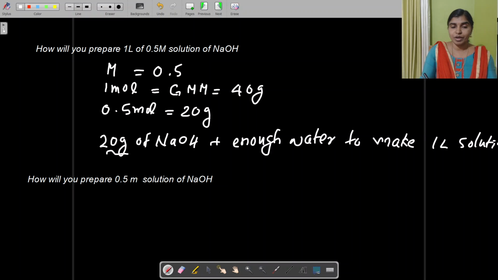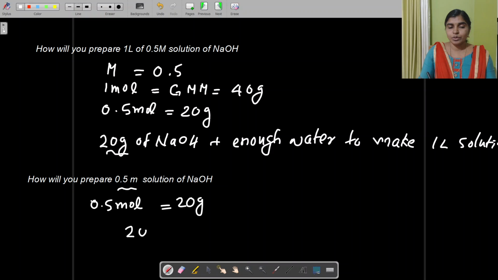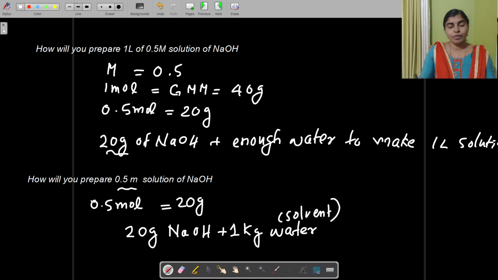Then how will you prepare 0.5 molal solution of sodium hydroxide? Again here 0.5 molal means that it contains 0.5 moles. 0.5 mole again is equivalent to 20 gram. Already mentioned, 0.5 mole means that is 20 gram. So how will you prepare 0.5 molal solution? The molality is related to kilogram of the solvent. So here we are taking 20 gram of sodium hydroxide and you add 1 kilogram water. Here water is the solvent. You take 1 kilogram of water.